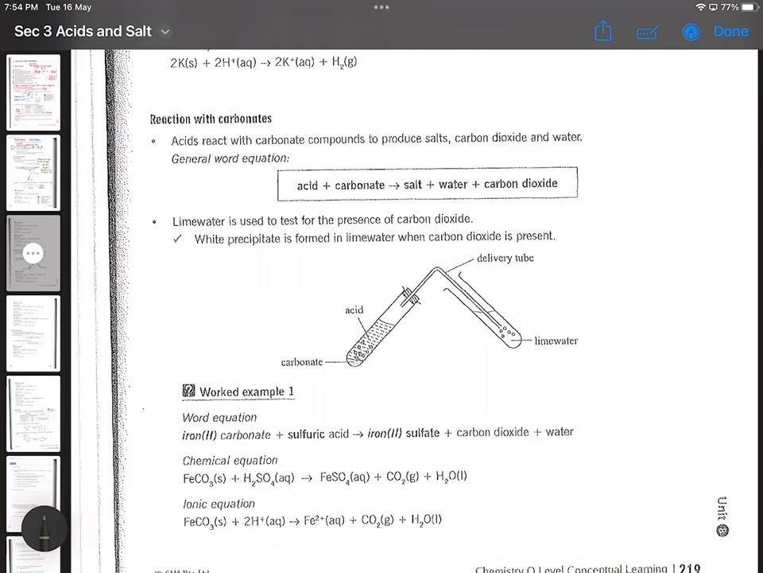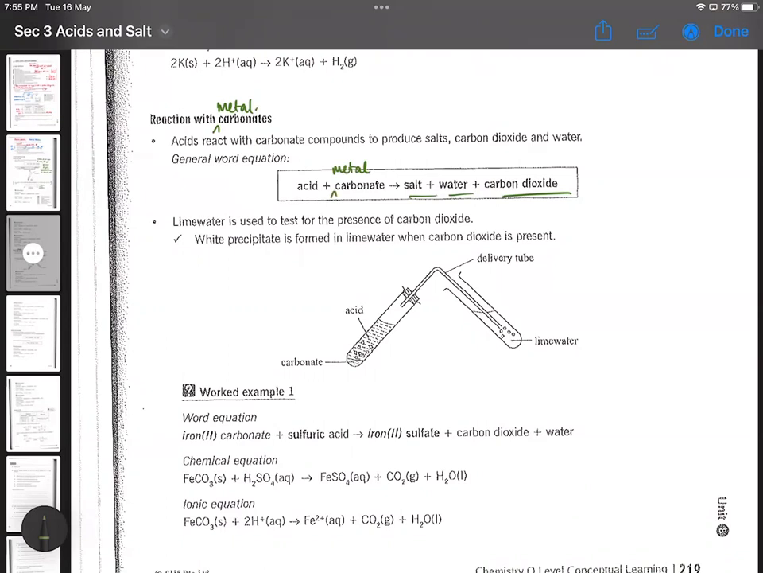Carbonate reactions. Not just carbonate, more accurately, it's metal carbonate. Okay, there's no such thing as non-metal carbonate. They are all metal carbonates, but just for the sake of it, it is reactions with metal carbonate, and you get 3 things over here. Again, salt is the usual thing, like carbon dioxide and water.